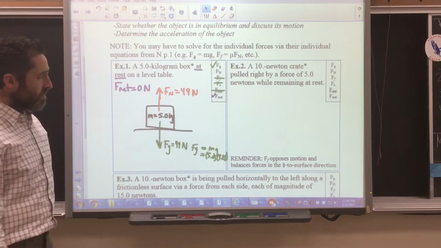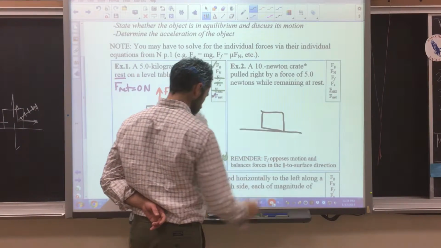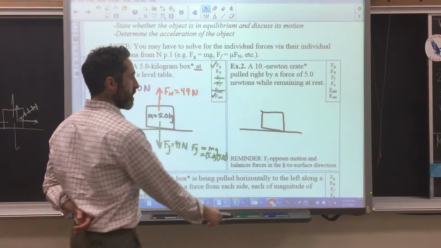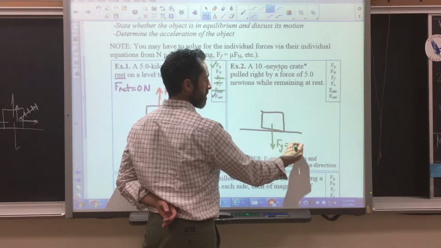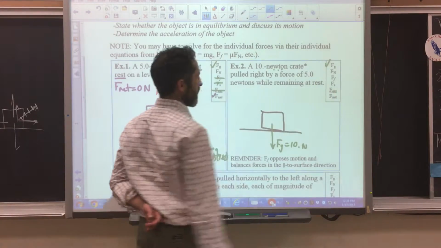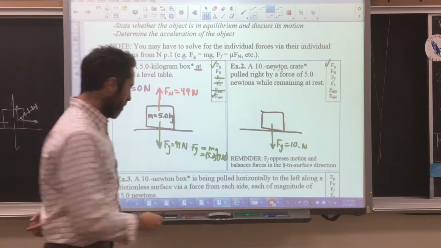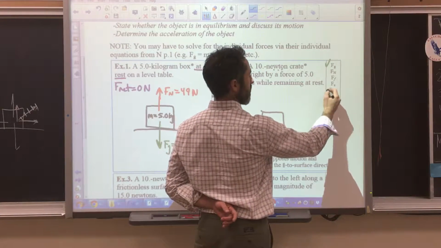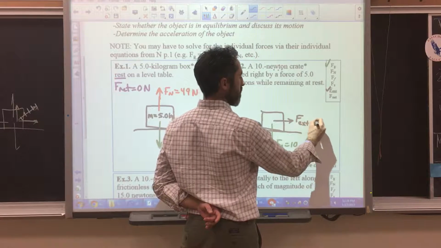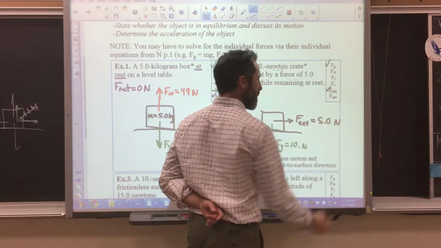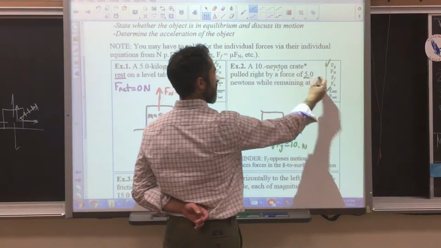Next one, a 10 Newton crate pulled right. So here's a crate. It's a 10 Newton crate. That is not the mass, that is its weight, 10 newtons. So we can draw its weight, Fg, 10 newtons, good to go. It's pulled right by a force of 5 newtons. They're explicitly telling you there is a pull force, there is an external force. Here it is, we're going to draw it, 5 newtons. You can label it F, you can label it F external, you can label it F APP for force applied, it doesn't really matter. There's a force pulling it to the right, 5 newtons, so we got that covered.